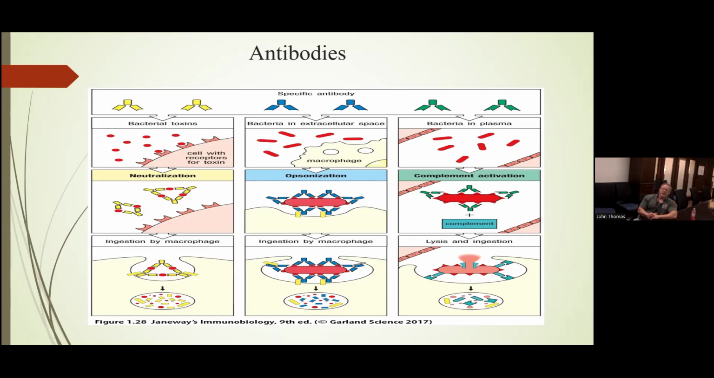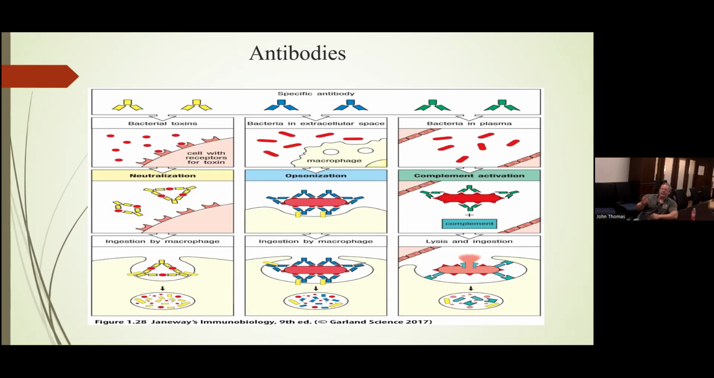So in the middle panel, we see our blue antibody being produced. We've got some large rod-shaped bacteria that are in the extracellular space. And these rod-shaped bacteria are now going to get coated with antibodies through a process called opsonization. And now you have massive amounts of antibody all covering the surface of this bacteria. Now that the bacteria has been covered with antibody, it can be ingested by a macrophage and then broken down and removed from the host.